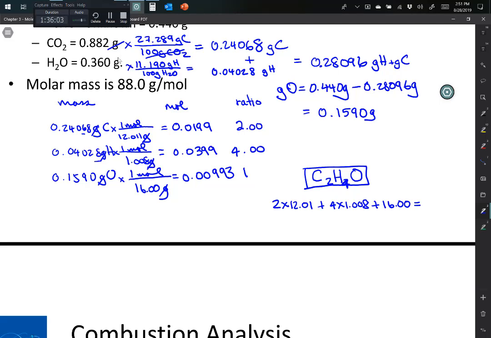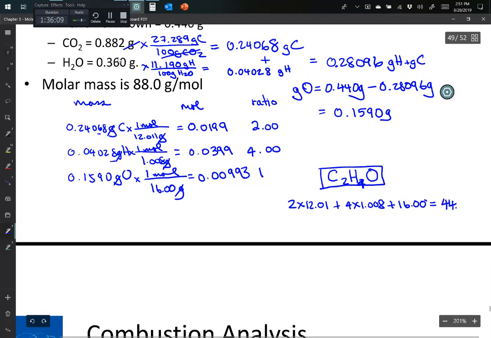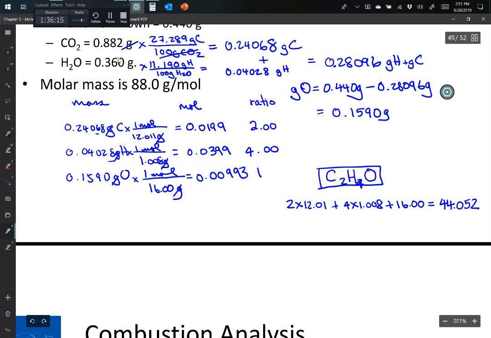What'd you get? 44. 44.052. It's grams per mole. Well, what's its molar mass? It's 88, right? So what does that mean? It means there are 2 of those empirical formulas in the molecular form. The molecule weighs that much, 88.0, it's given. But the empirical formula only weighs this much. So there are 2 of these in the molecule.